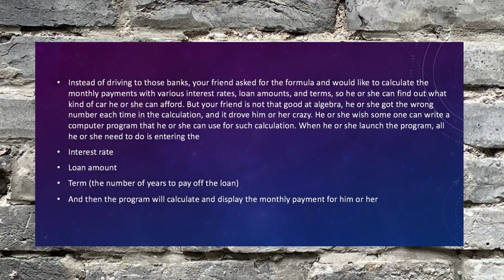Instead of driving to those banks, your friend asks for the formula and would like to calculate the monthly payments with various interest rates, loan amounts, and terms, so he or she can find out what kind of car he or she can afford. But your friend is not that good at algebra. He or she got the wrong number each time in the calculation, and it drove him or her crazy. He or she wished someone could write a computer program that he or she can use for such a calculation.